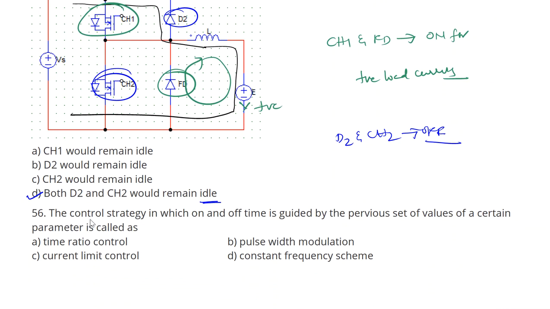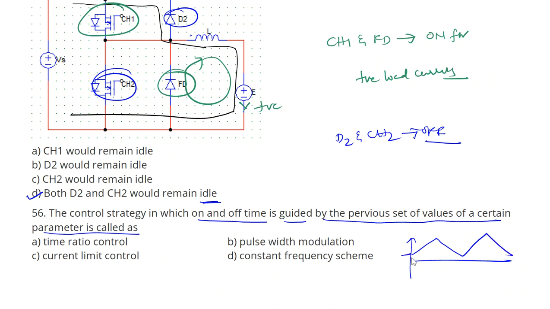56th question. The control strategy in which on and off time are guided by the previous set of values of a certain parameter is called. Generally, if you see the previous TNB paper, there is one question on the current limit control. So where the current is changing like this waveform, these reference points are set by current limit control. The current is going to be controlled by this current limit control, where this waveform should not exceed, go on like this. It has to be controlled, current limit control we are going to use.